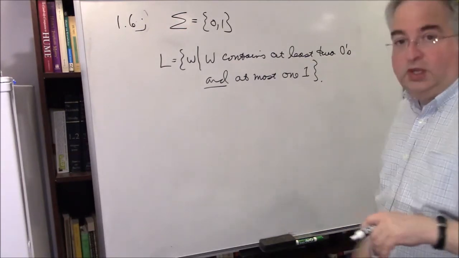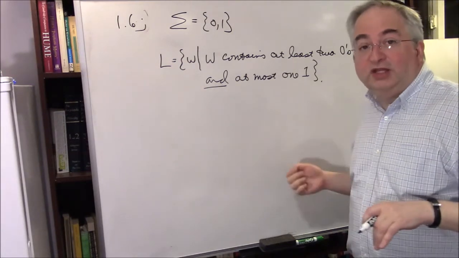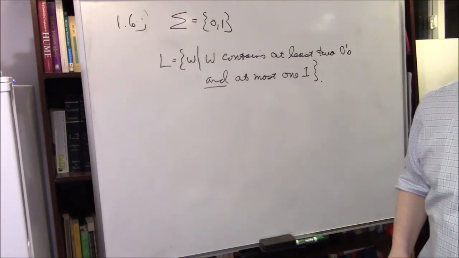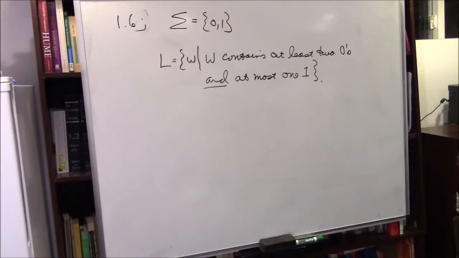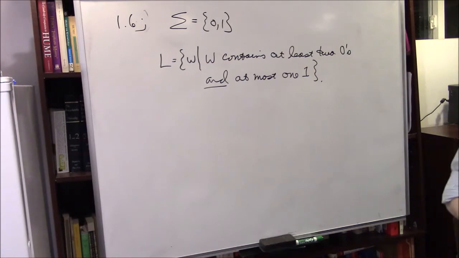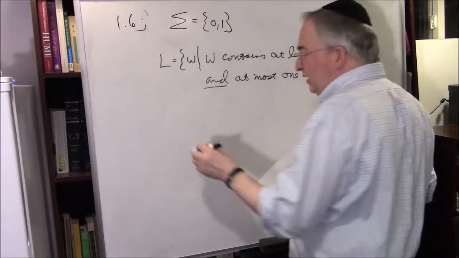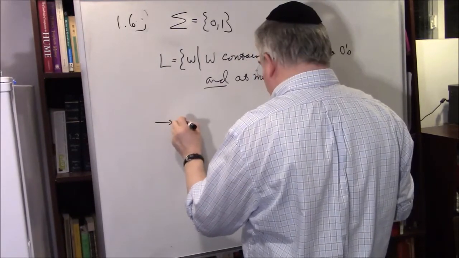Okay, and you do it. So stop the machine and try to do it. Try to write some words that are in the language and not in the language. Okay, and you'll get a feel for it, and it's a lot better than just watching me do it. Okay, stop the machine and now start the machine again, see if I got it right.